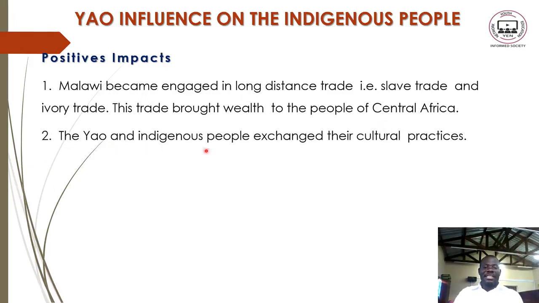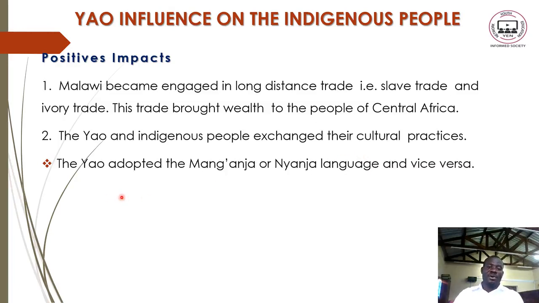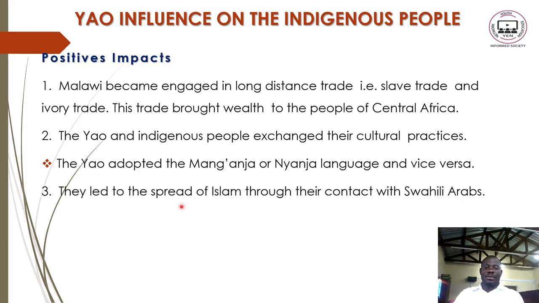The Yao and the indigenous people exchanged their cultural practices. The indigenous people whom they found here, especially the Manganja, exchanged cultural practices with them. The Yao adopted the Manganja and the Nyanja language, and also the Manganja adopted the Yao language. That's why the Manganja are scarce this time around, and what dominates now is the Yao language, not the Nyanja language.